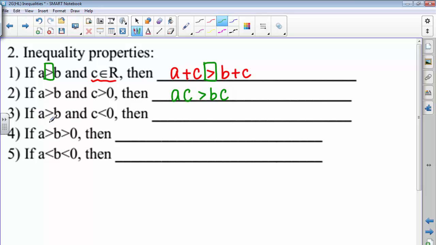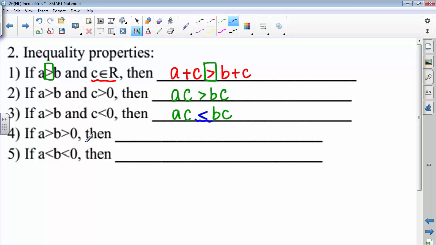If I have A is larger than B, but C is a negative number, when I multiply both sides of the inequality by a negative value, I need to reverse the sign. Every time, hope that you guys can keep this one in your mind. When you multiply both sides of the inequality by a negative number, you need to reverse the sign.